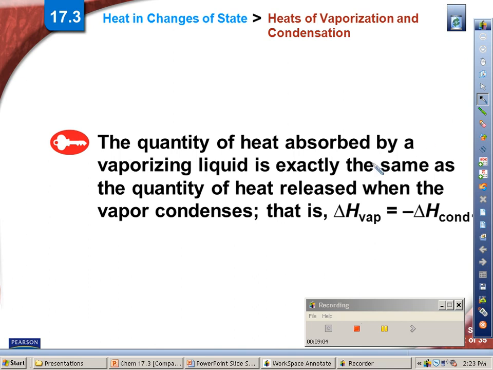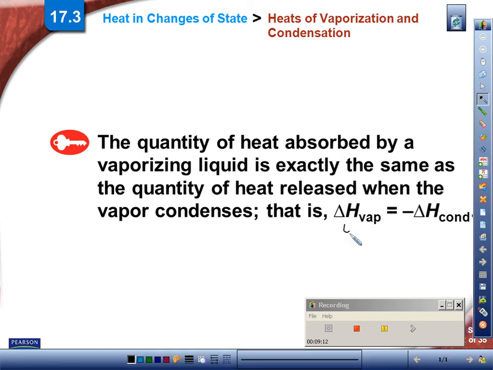And it turns out that the heat of vaporization is equal, but opposite, to the heat of condensation. So again, to vaporize something, for water anyways, it's 40 kilojoules per mole. And to then condense it, it is 40 kilojoules per mole. Now this is going to be exothermic, and this is going to be endothermic. So they have the same value, but in opposite directions.